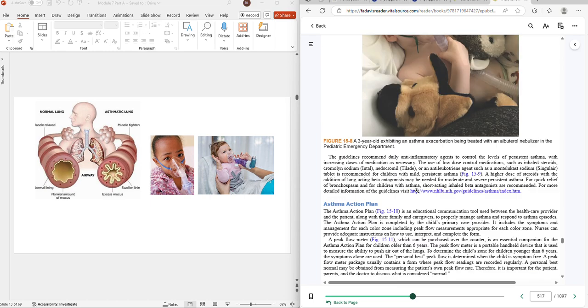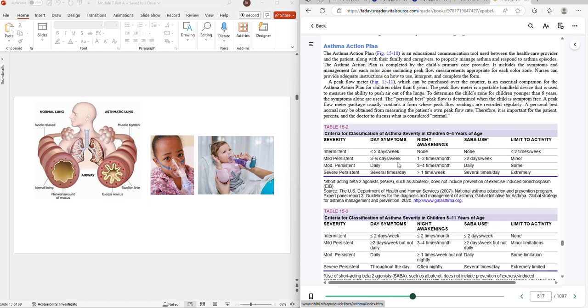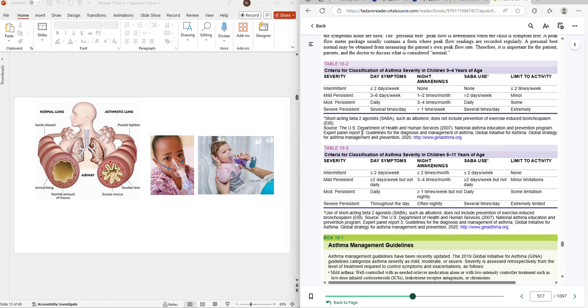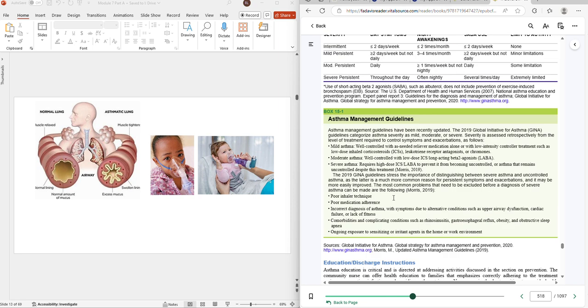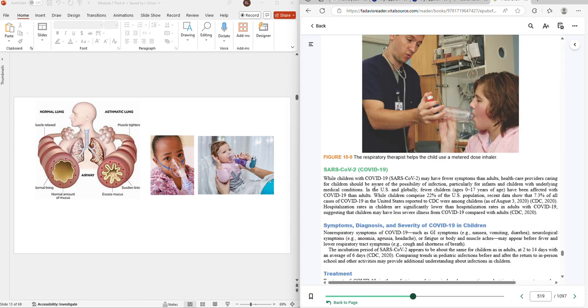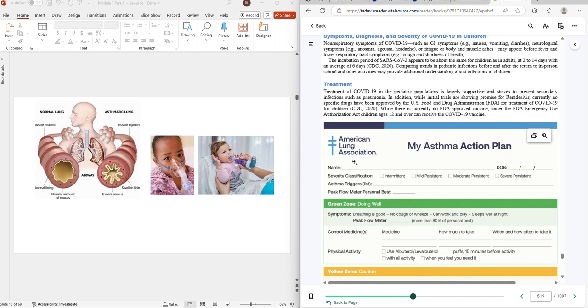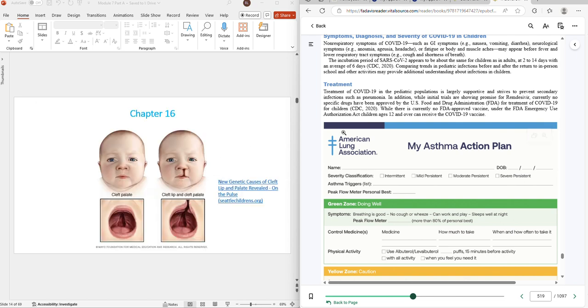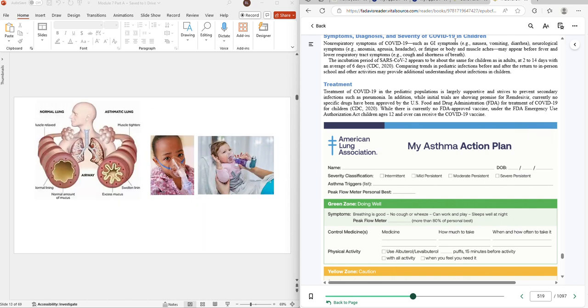Then it starts talking about the severity, on page 518, and the classifications of treatment, okay? So you have your SABAs and LABAs listed here. That's your short-acting and long-acting beta-2 agonists. So make sure you read through that, and then your management guidelines are listed here. And then there's an action plan in your book. It even talks about COVID in here, okay? But there's an American Lung Association action plan. All right. And that is the end of chapter 15.